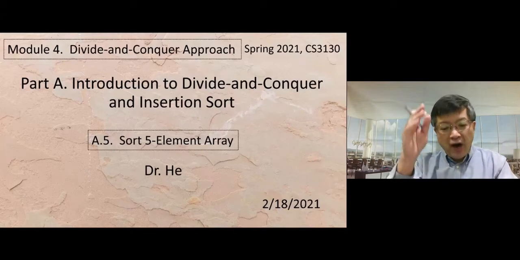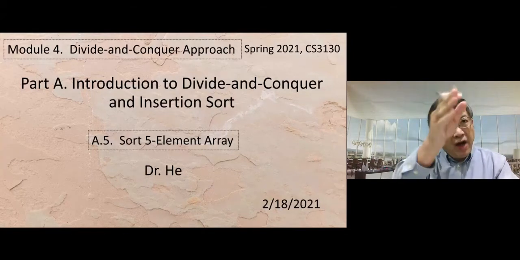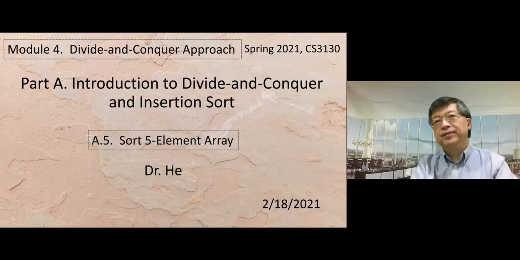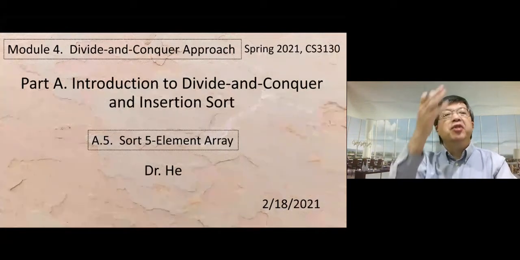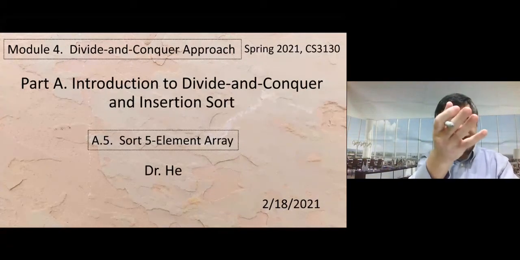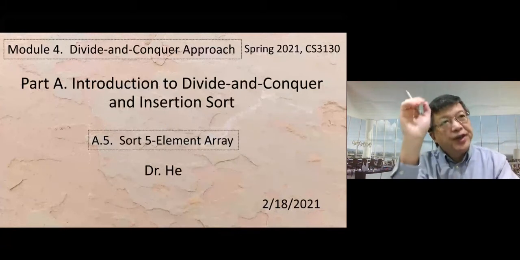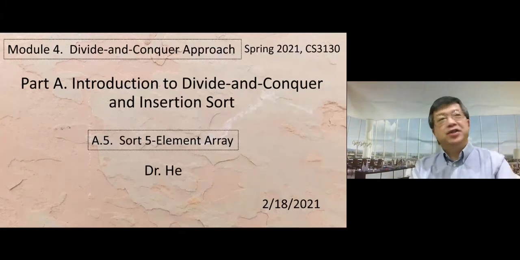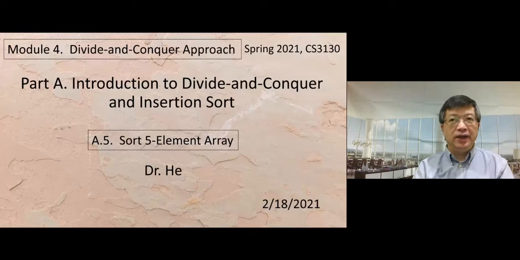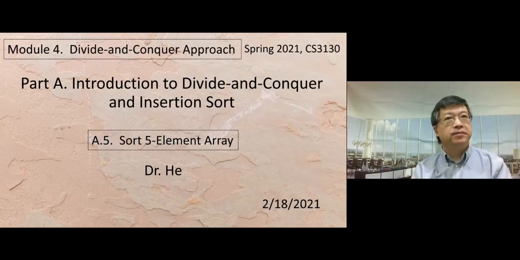Part 8.5: sort a 5-element array using the minimum number of comparisons for the worst case. So that's the whole question. All right, this is a very difficult question. Very difficult. You can try.